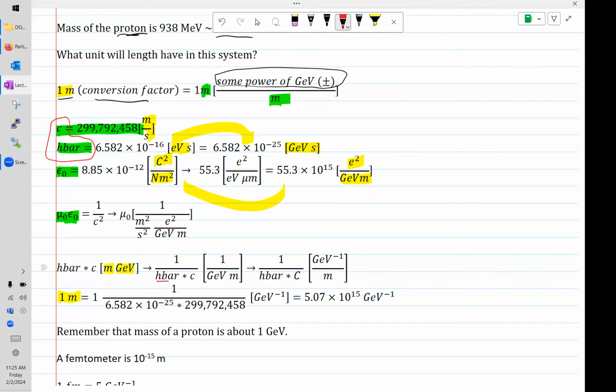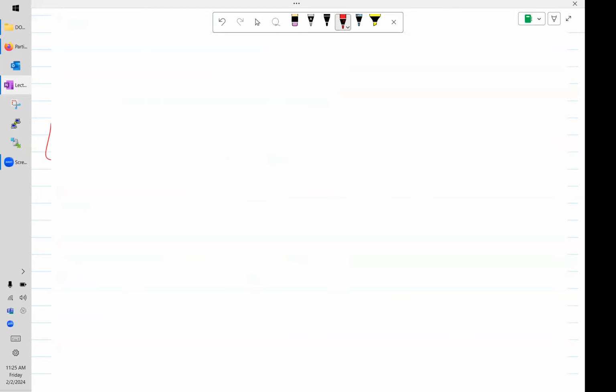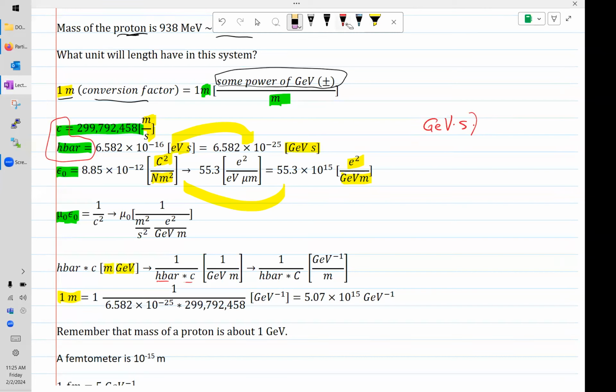If we multiply h bar times c together, h bar, I'm going to write this out, has units of giga electron volts times second. The speed of light has units of meters per second. These cancel out, so h bar times c has units of giga electron volts times meter. Since we want to get rid of the meters, we actually want this in the denominator. So I'm going to put h bar c in the denominator here, and that will convert that meter.